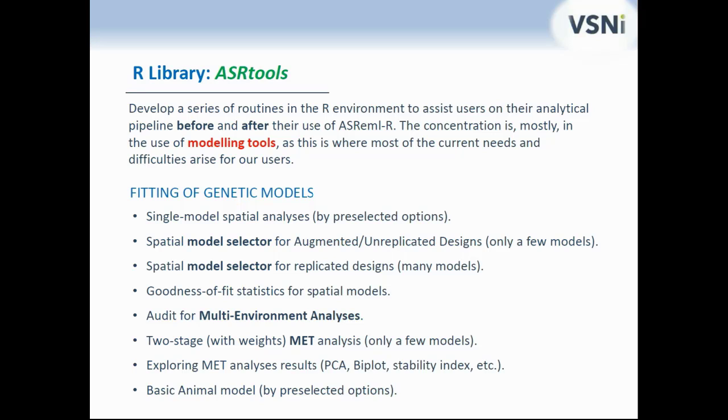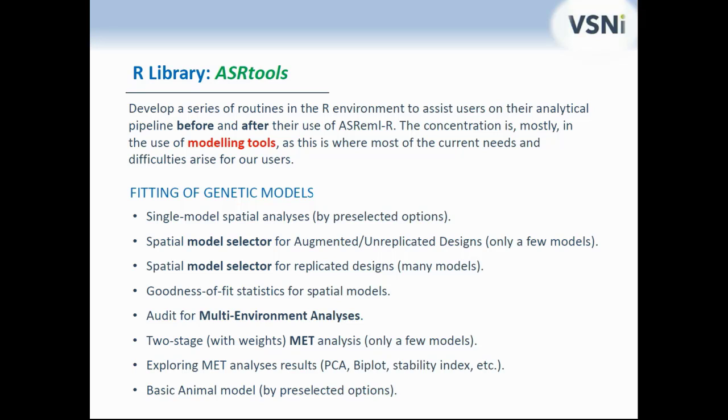We have a special model selector for replicated designs that has a pre-identified set of around 32 different spatial models. Each of those models is fitted, and then you get goodness of fit statistics for this spatial analysis. From there, obviously the special model selector can make some selection or use some of your actual selection. Following those spatial models, we store the predictions and we store weights if you want to follow that into a two-stage analysis with weights.